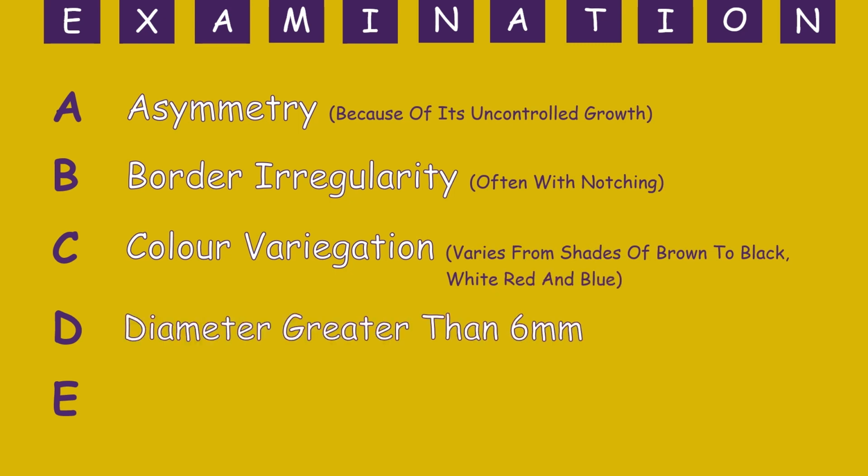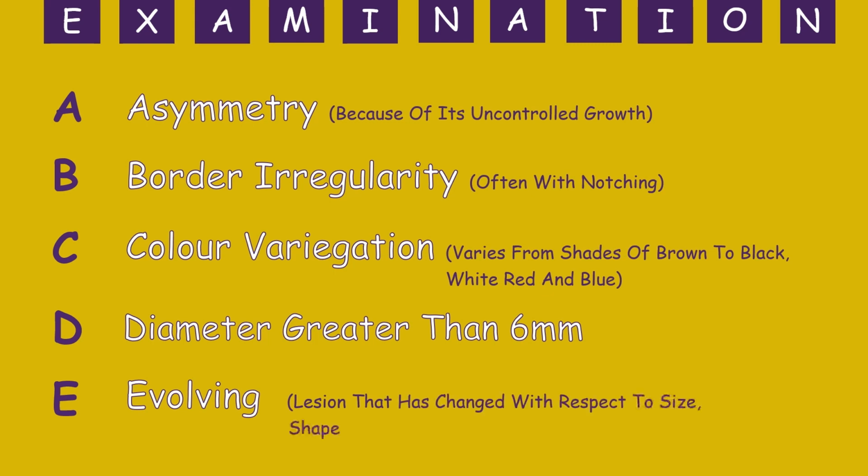D is the diameter, which if greater than 6 millimeters, could be suspected as melanoma, while E, evolving, a lesion that has changed with respect to size, shape, color, or surface, or any symptoms over time, could be thought of as a case of melanoma.